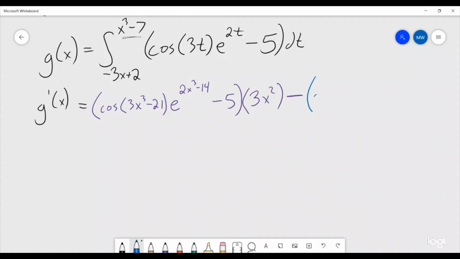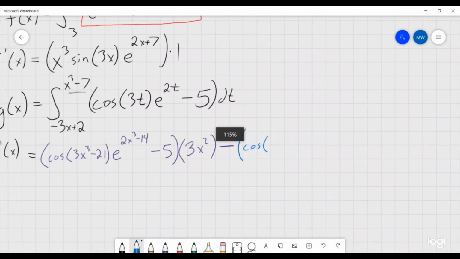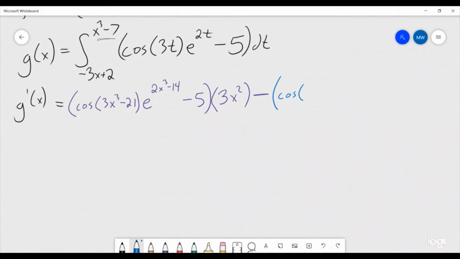That's going to be minus cosine of 3 times negative 3x plus 2. So 3 times negative 3x plus 2, that is going to be 6 minus 9x. We have e to the 4 minus 6x minus 5 multiplied by the derivative of negative 3x plus 2. That's multiplied by a negative 3. So that's how we are able to figure out g prime of x.